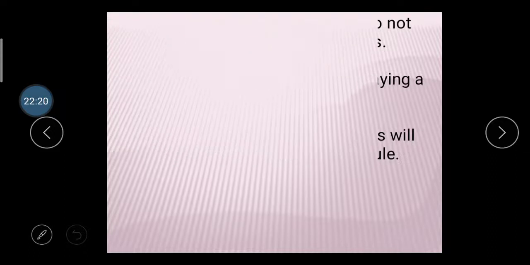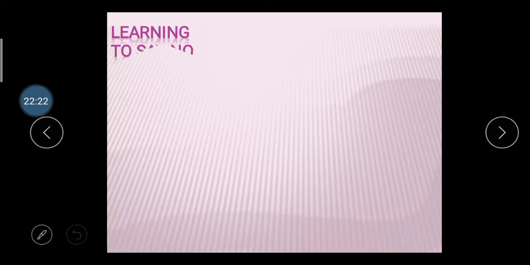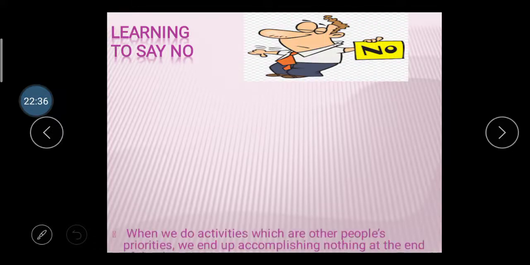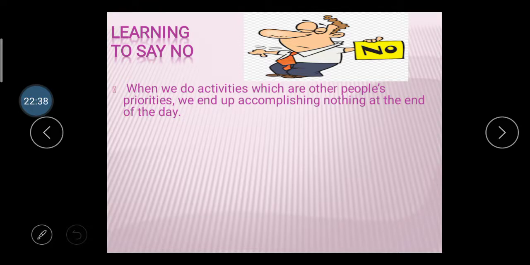Then the last topic is learning to say no. This question is also asked in the GTU examination: how do you learn to say no to your colleagues? Here are the points considered in this topic. When we do activities which are other people's priorities, we end up accomplishing nothing at the end of the day.